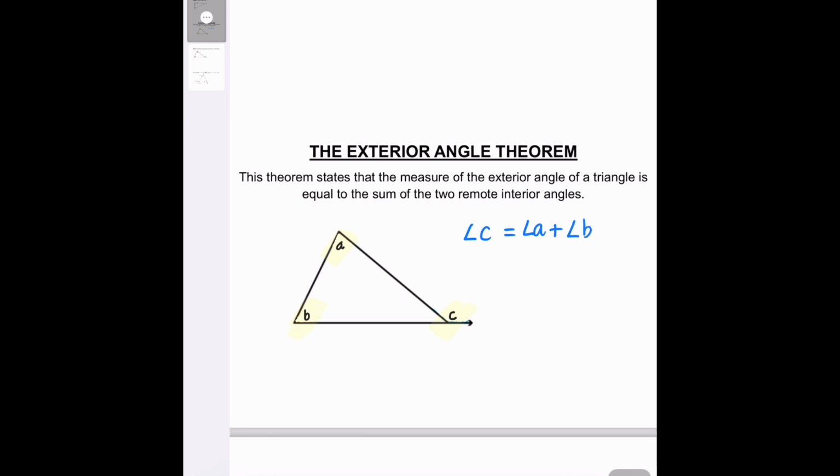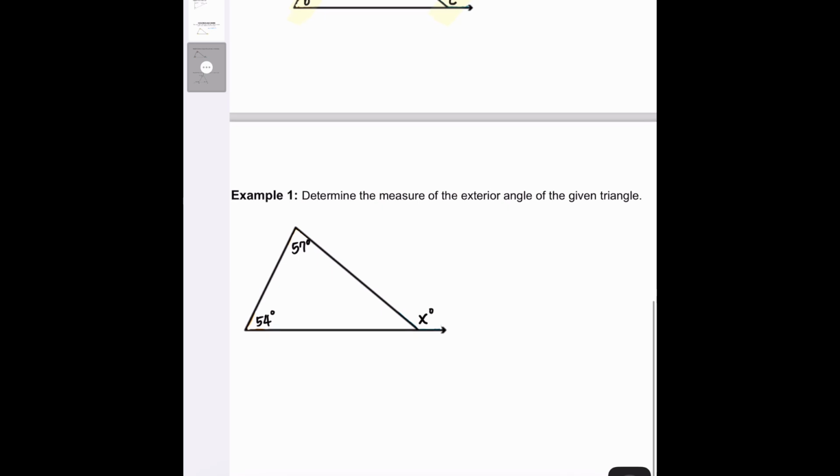To understand this theorem further, let's answer a couple of examples. Example number 1. Determine the measure of the exterior angle of the given triangle. As you can see, we have the exterior angle that is labeled x degrees, and the two remote interior angles are given.